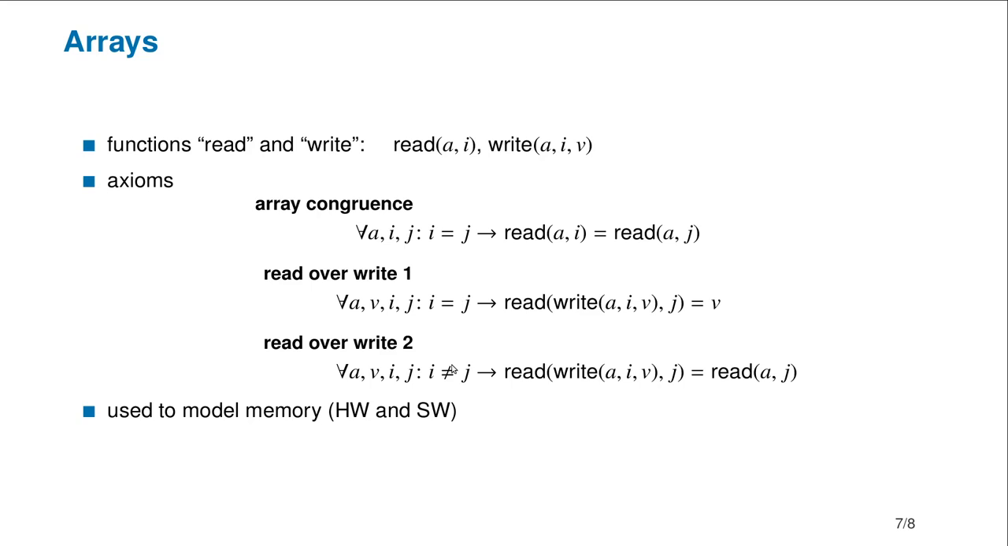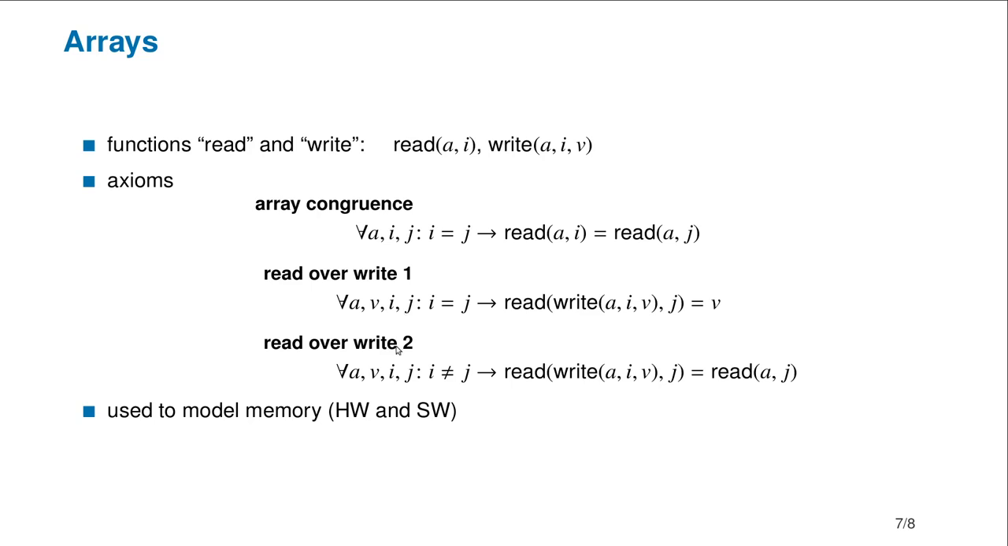So first of all, for all arrays A and index variables i and j, it holds that if the indices i and j are the same, then read(A, i) is the same as read(A, j). So read is a function that has as first argument an array and as second argument the index variable, and it tells us the value of array A at position i. This is the first axiom. So if I read at the same position, no matter how the index variable is called, then this should give us the same value.